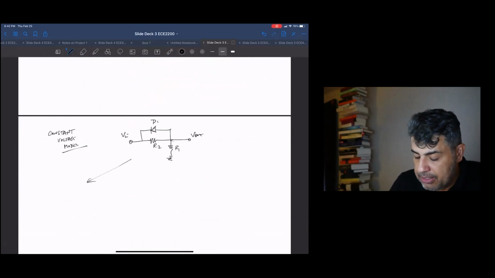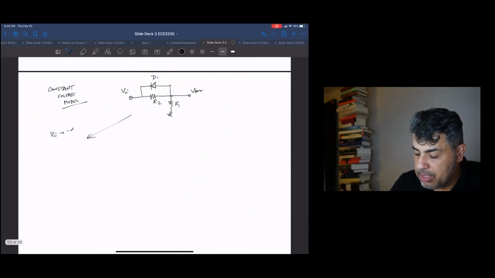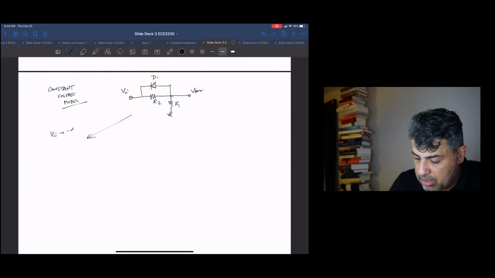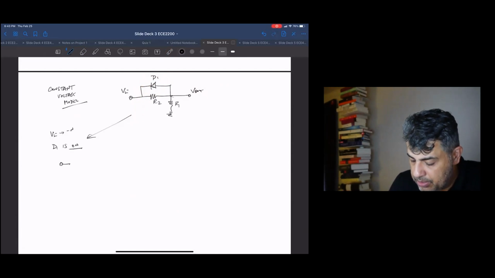Okay, so again, Vn is negative. And for that, now this time, when Vn is very negative, notice the diode's cathode is connected here. So when Vn is very negative, the diode actually turns on. Okay, so diode D1 is on. So it looks basically like, sorry, let me write it.